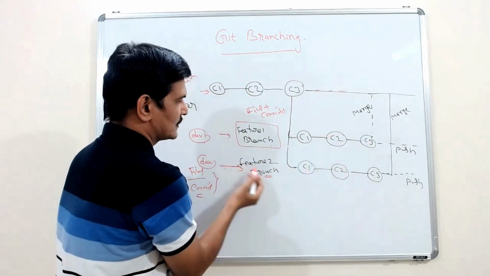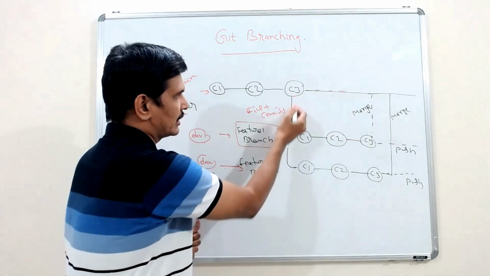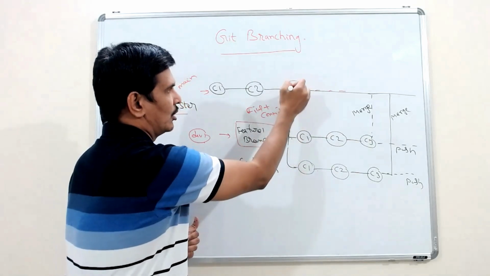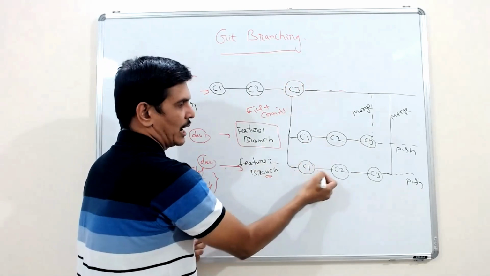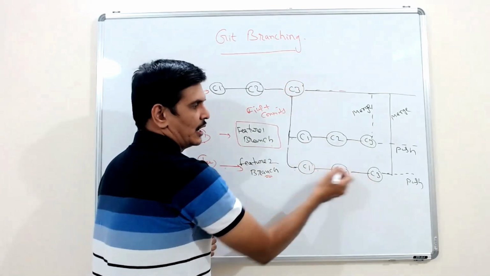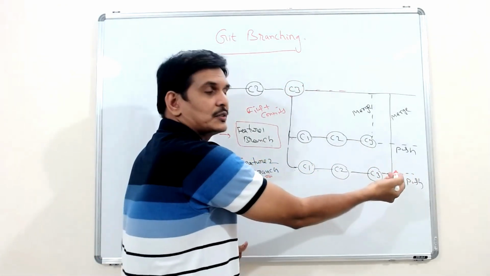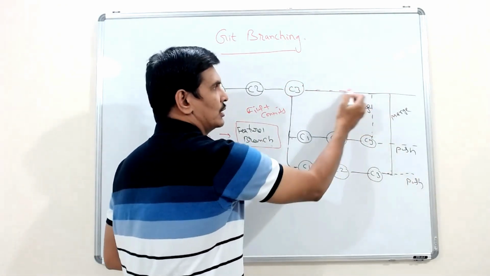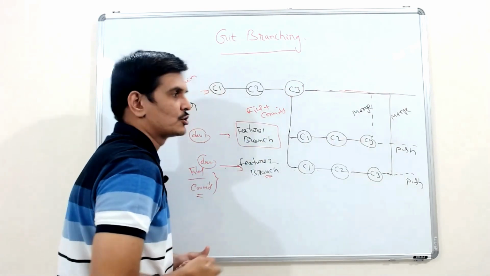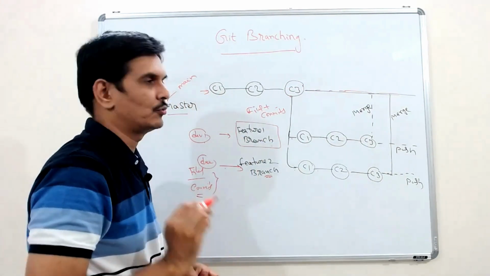So another developer is assigned some other feature and he will create another branch from the main branch, and he can also add multiple files and multiple commits. And once he has completed, he can also push the code to the remote repository or he can merge the same code into the main branch. So this is how exactly Git branching works.